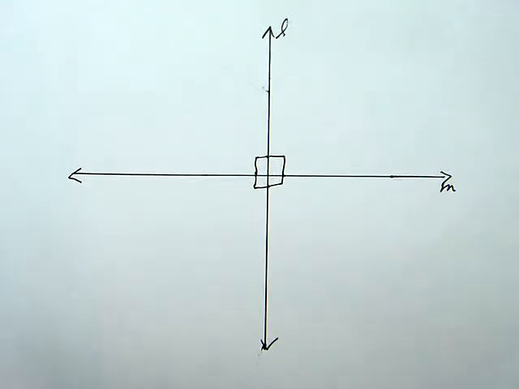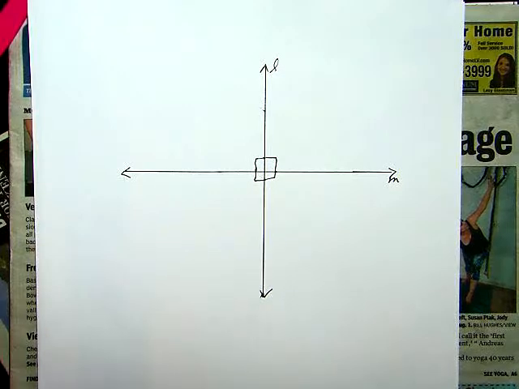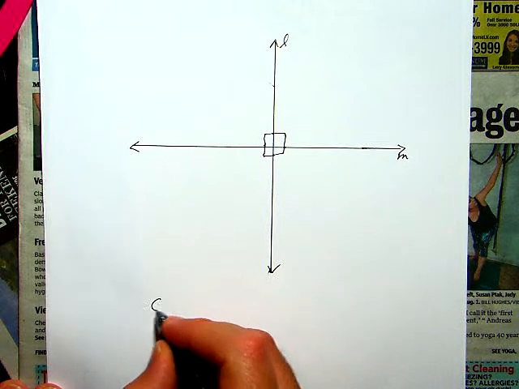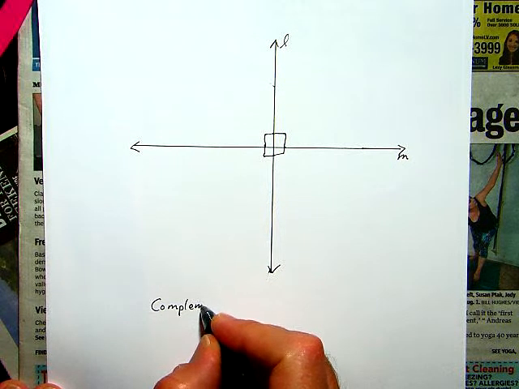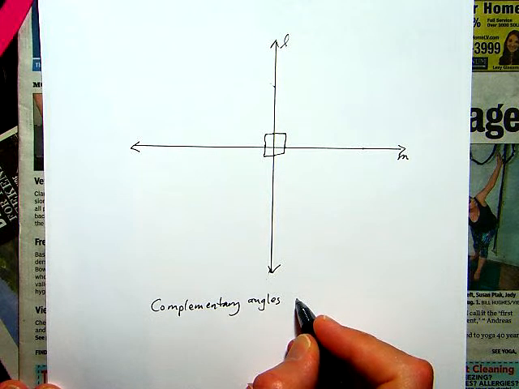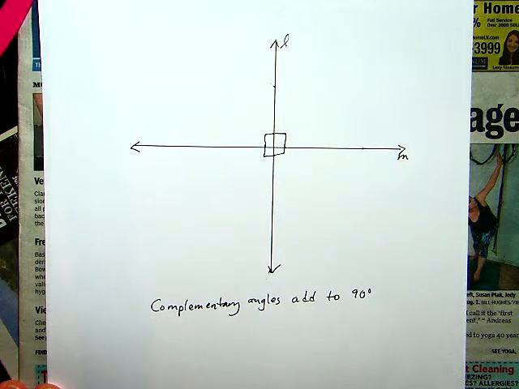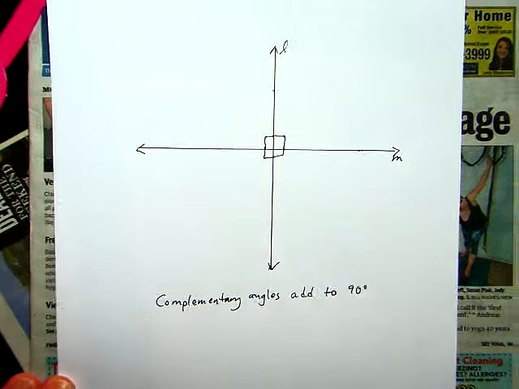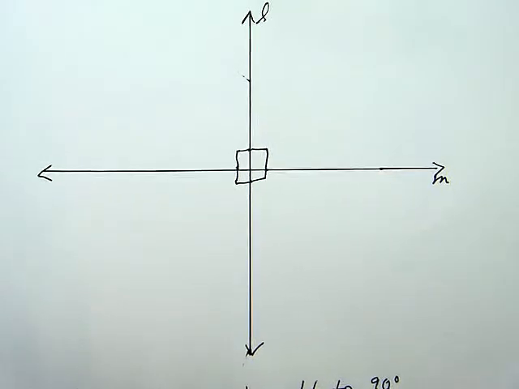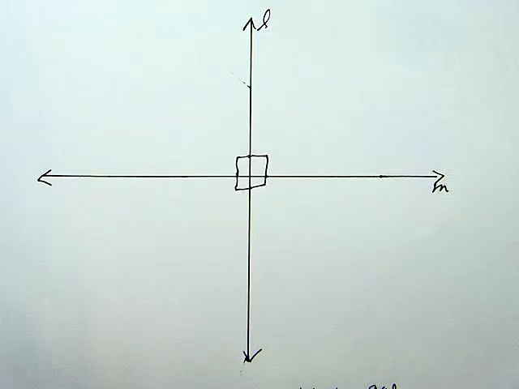Now let's remember what it means for angles to be complementary. Let's write the definition down here. Complementary angles add to 90 degrees. Okay, so complementary angles add up to 90 degrees. You need to remember that about complementary angles. So two angles are complementary if the sum of their measures adds up to 90 degrees.